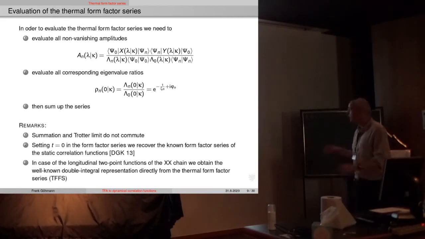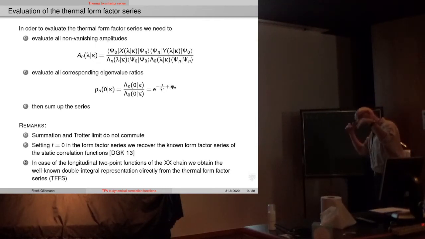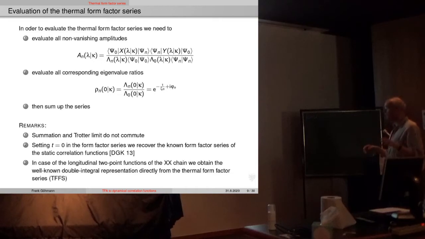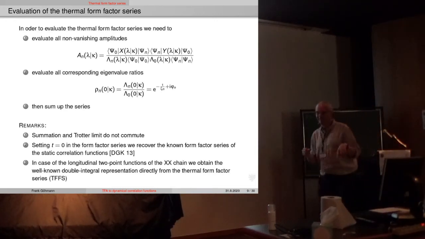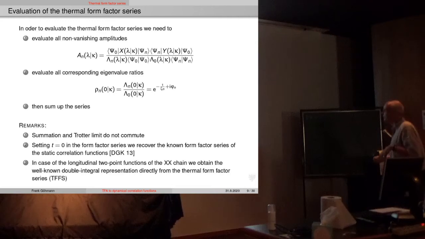Okay. So there are some remarks. Summation and total limit do not commute, so you have to be careful with the summation. There are some nasty points, but they can be generally solved. So it's just something you have to be careful with, but it's not a problem which remains. It was just a problem when I did it the first time, because I made a mistake there, which was pointed out to me by Julie. So, it can be healed, but you have to be careful. If you set time to 0, you recover the static case.